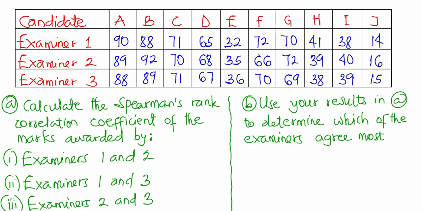Now, the question says that we should calculate the Spearman's rank correlation coefficient of the marks awarded by examiners 1 and 2, examiners 1 and 3, and examiners 2 and 3. Part B says that use your results in A to determine which of the examiners agree most.